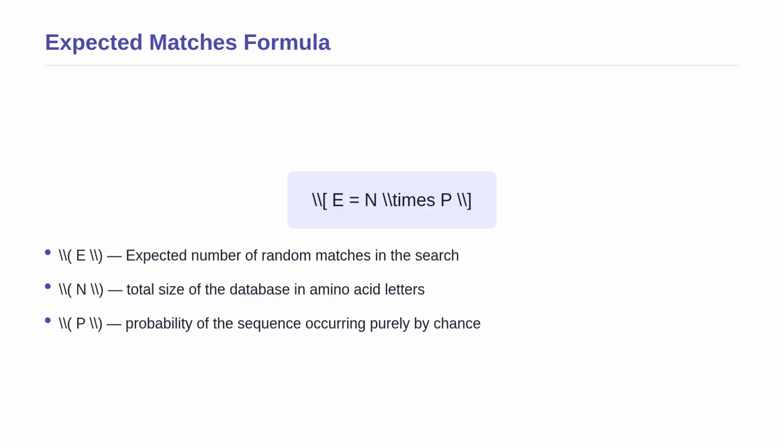If the database size N increases, the expected number of random matches E also increases, because a larger database gives us more opportunities to find accidental matches. Scientists look for a very low e-value, close to 0.